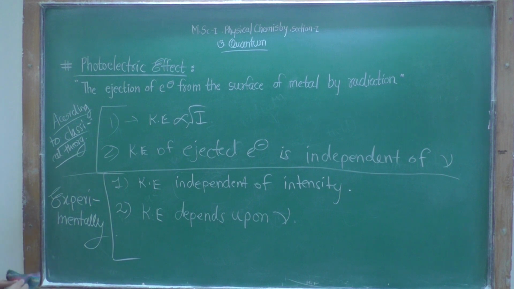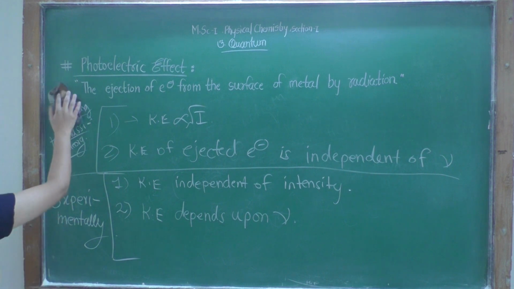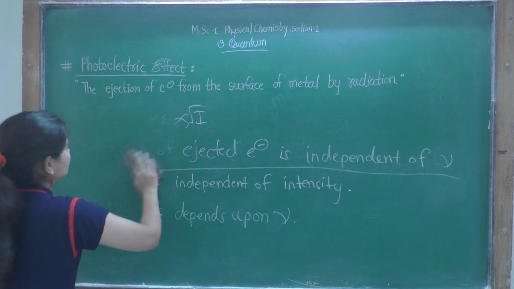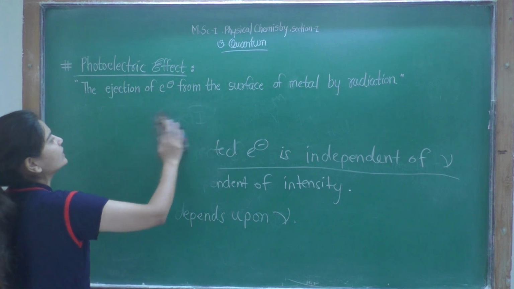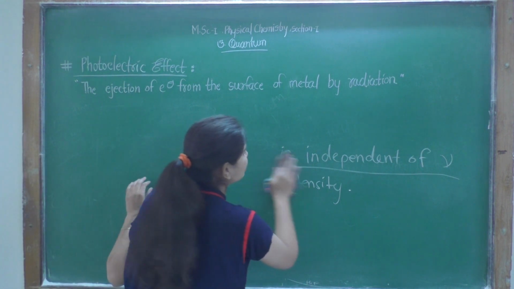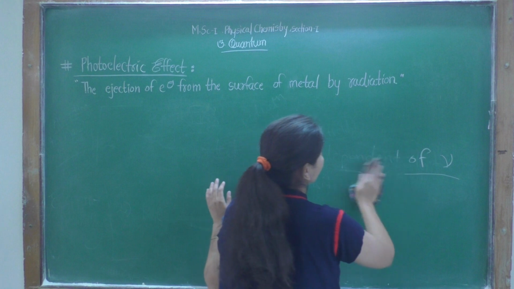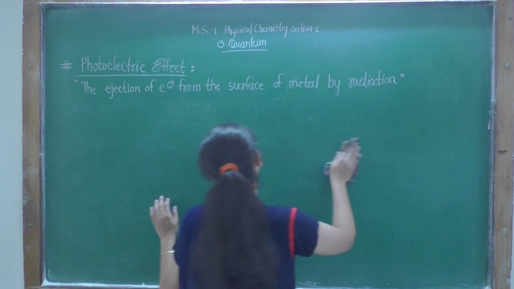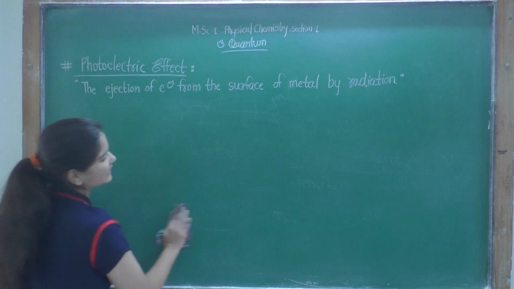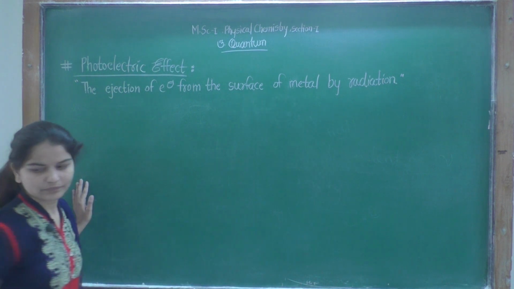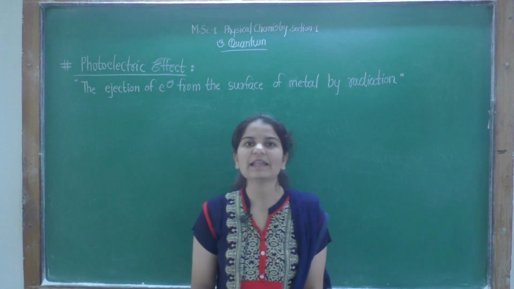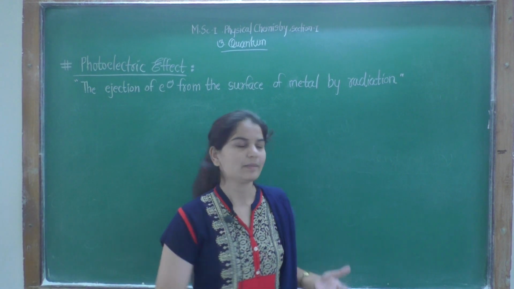Now Albert Einstein explained this contradiction, how the photoelectric effect can be explained. If classical theory fails, Einstein proposed a new concept to explain the photoelectric effect. What he did, he just extended Planck's theory.